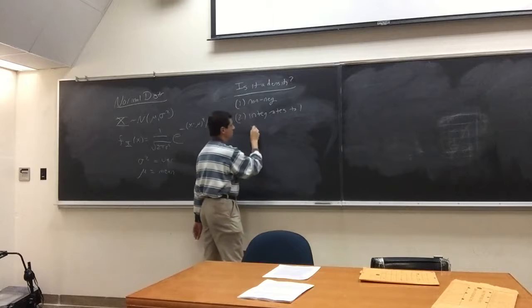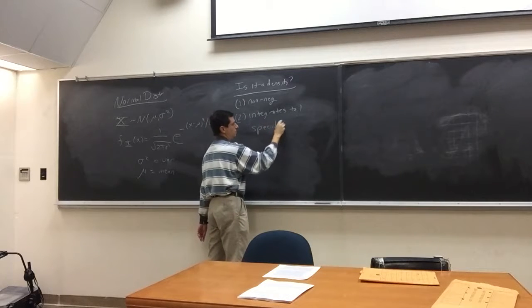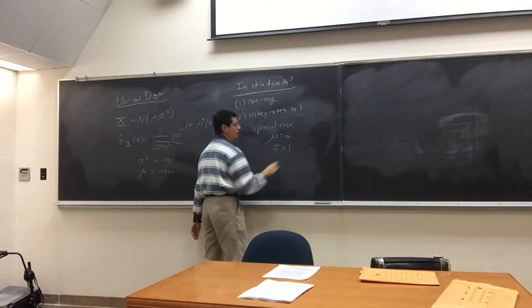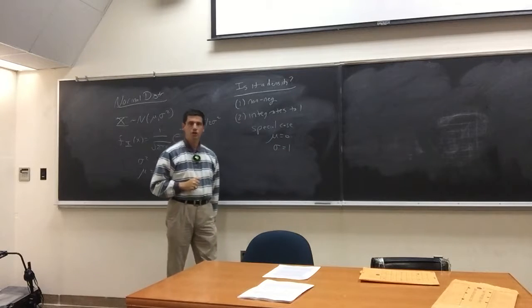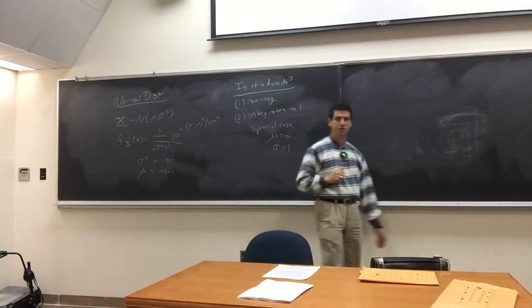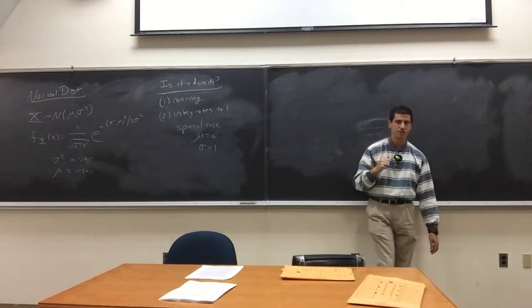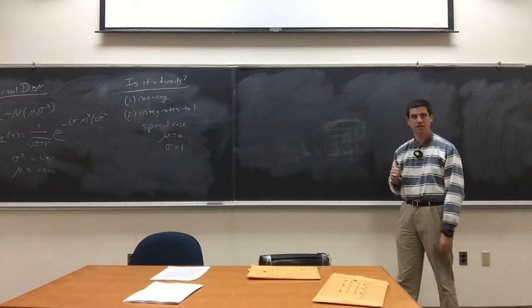I'm going to do the special case mu equals 0 and sigma equals 1. You can reduce to this case by a change of variables. You should be comfortable enough in calculus to do that change of variables to reduce to that case. So I will leave the rest as an exercise.